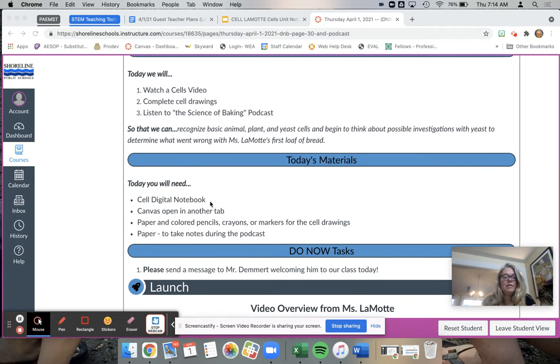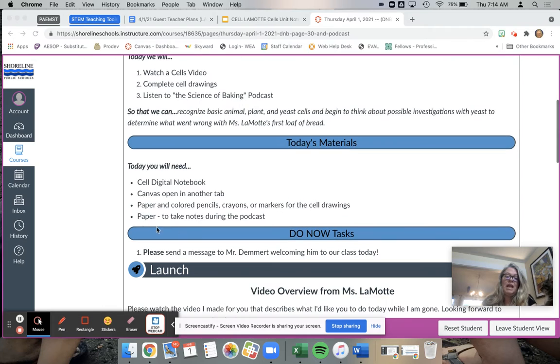For your materials, you'll need your notebook and canvas, but then I'm also going to ask that you take out paper to do your cell drawing and ideally colored pencils, crayons, or markers for color coding your drawings. And then you may or may not want to have paper to take notes during the podcast.